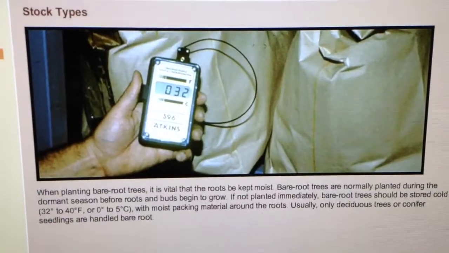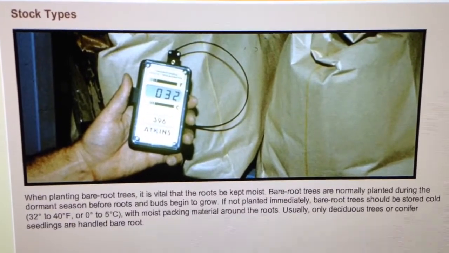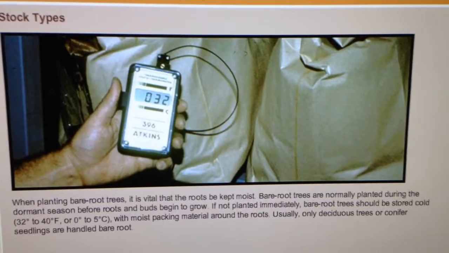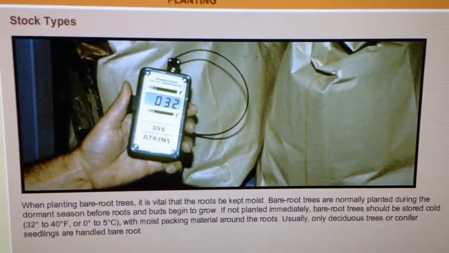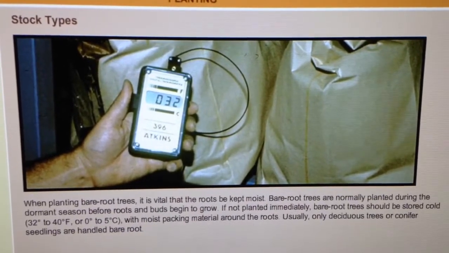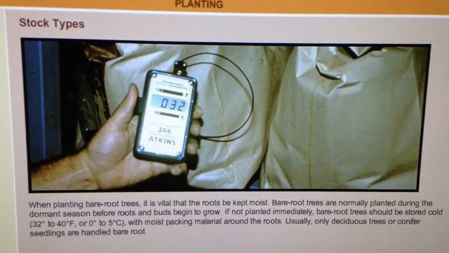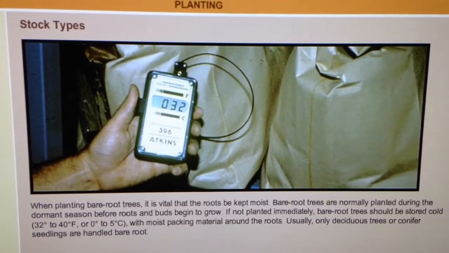When planting bare root trees, it is vital that the roots be kept moist. Bare root trees are normally planted during the dormant season before roots and buds begin to grow. If not planted immediately, bare root trees should be stored cold, 32 to 40 degrees Fahrenheit or 0 to 5 degrees Celsius, with moist packing material around the roots. Usually, only deciduous trees or conifer seedlings are handled bare root.